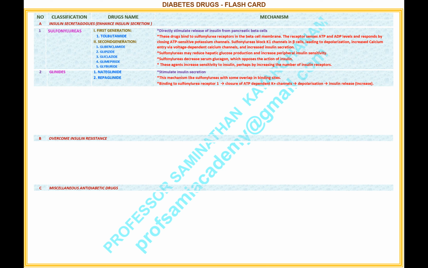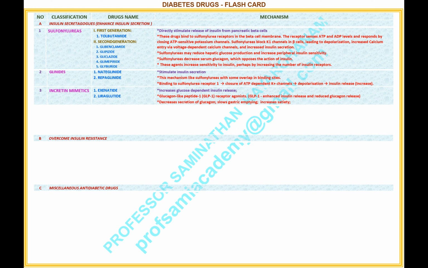Number 3. Name of the classification, incretin mimetics. Drugs name under this classification, 1. Exenatide, 2. Liraglutide. Mechanism of incretin mimetics: increases glucose-dependent insulin release. The detailed mechanism: glucagon-like peptide 1 receptor agonists, GLP-1, enhanced insulin release and reduced glucagon release, decreases secretion of glucagon, slows gastric emptying, increases satiety.